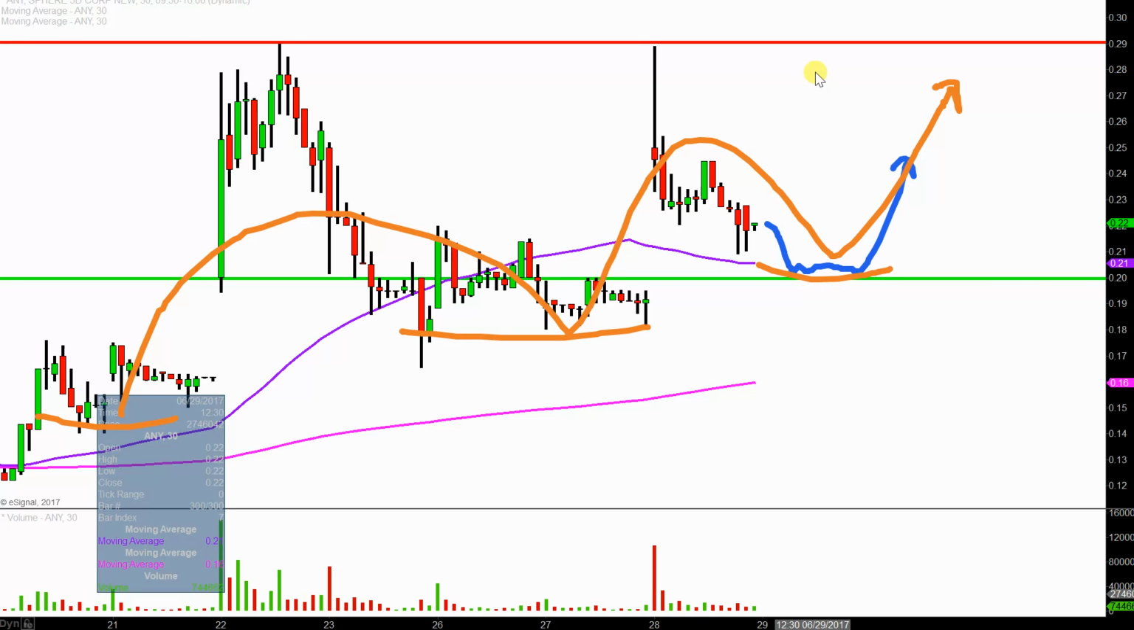So support-wise, is it the end of the world if 20 cents can hold? Not the end of the world, but, preferably speaking, that would definitely be the area that you want to see the price hold going forward in order to make the big picture chart remain as healthy as possible so that those stair steps are still in play.